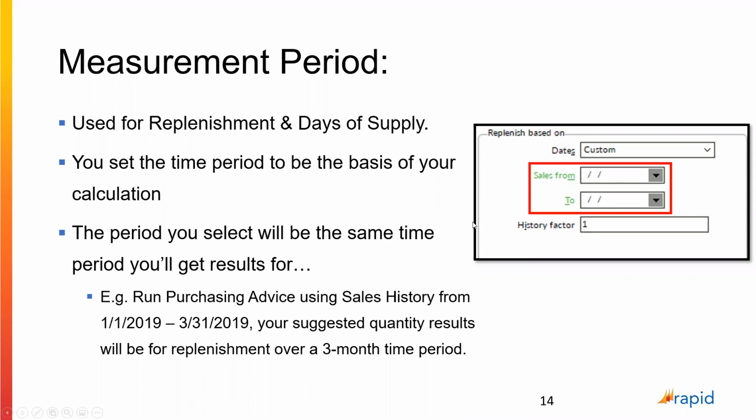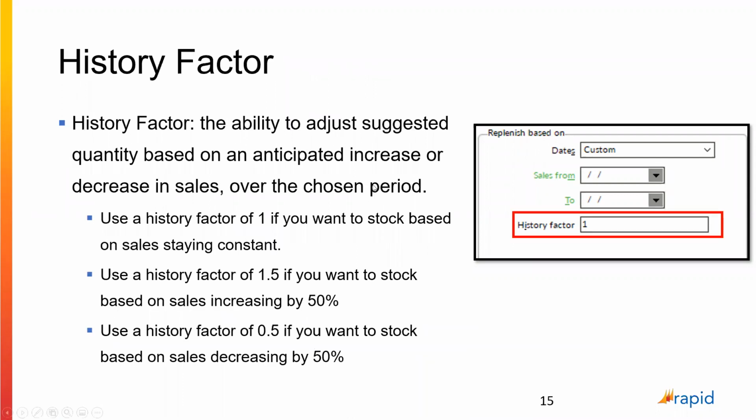Unless we do one more thing, which is to adjust our history factor. What our history factor gives us the chance to do is adjust our suggested quantity based on what we expect our sales are going to do. If we expect an increase in our sales, we can tell Counterpoint to increase our suggested quantity by that percent. And if we're expecting a decrease, then we can have Counterpoint apply logic to decrease our suggested quantity by that percentage. All right, let's jump into the demo.